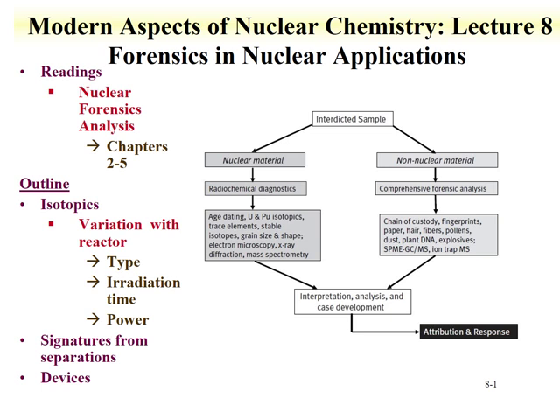The outline of this lecture includes isotopics. We're going to explore how actinide isotopics from nuclear material varies with reactor, including the type of reactor, irradiation time in that reactor, and the power of that reactor. In particular, we're going to focus on plutonium isotopes, but we'll also talk about transplutonium isotopes and how this provides information on material that's derived from these reactors. And these signatures we're going to discuss also for separations.